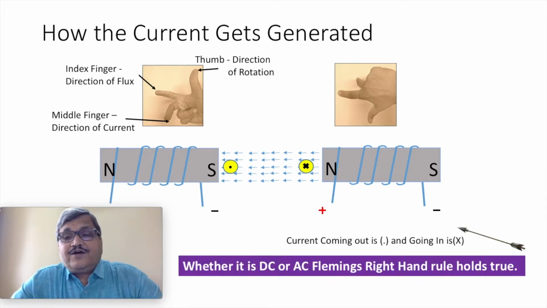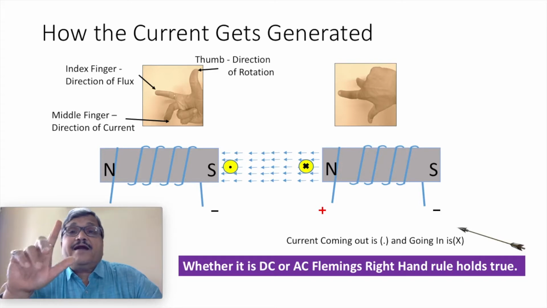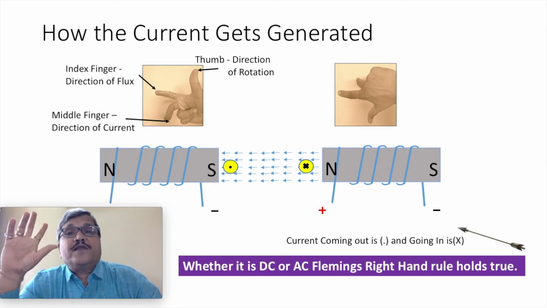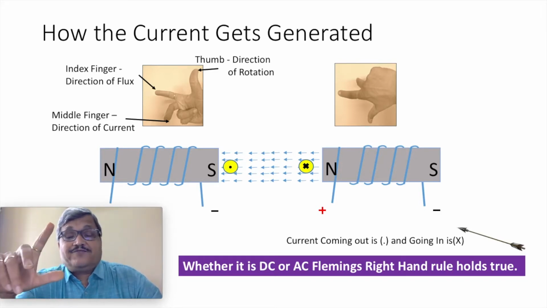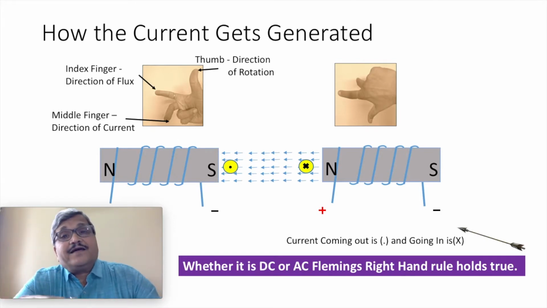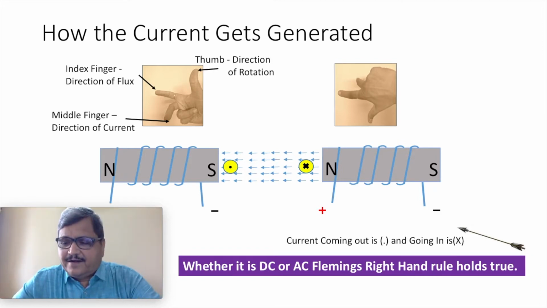Whether it is DC or AC, Fleming's right hand rule holds true. It holds true in AC as well as DC. In an earlier slide, I said that with AC you cannot create a magnet. But when we talk about alternating current, we will see that the magnet gets created in AC also, but it is fluctuating, south pole, north pole. That we will see in detail when we discuss the alternating current.